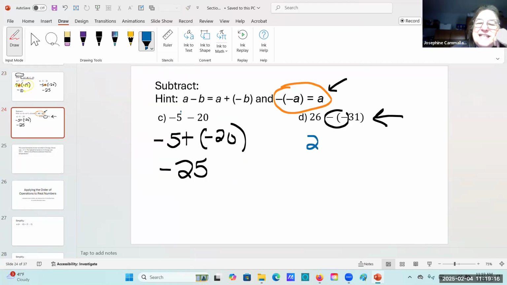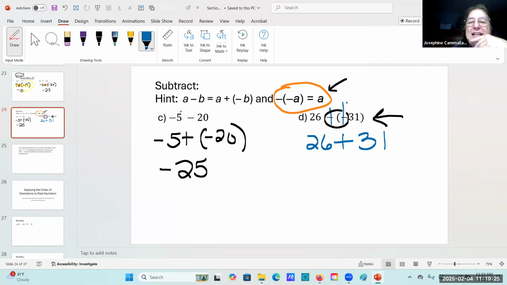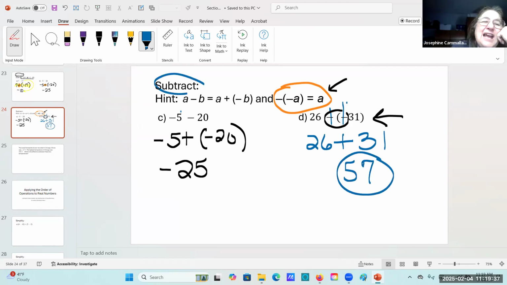This is 26 plus 31. And remember I told you that some of you like to put those two vertical blue lines in front of 31 when you have two negatives together? If you want to do that, be my guest, because the answer here is 57. And notice it says subtract. But that rule in algebra supersedes. It's got to be done first.